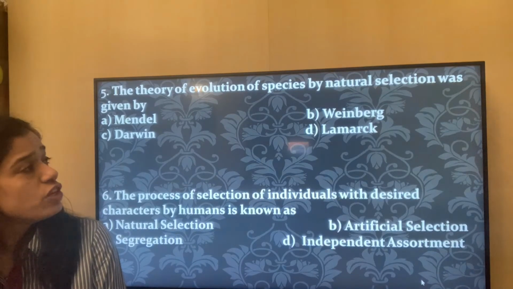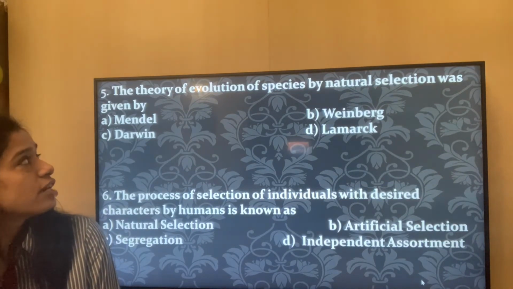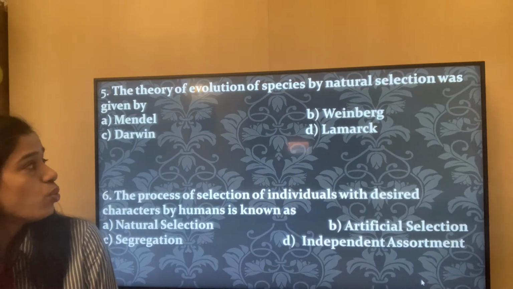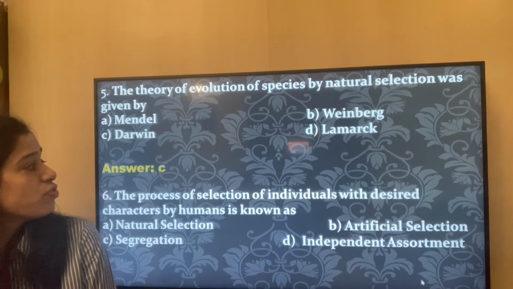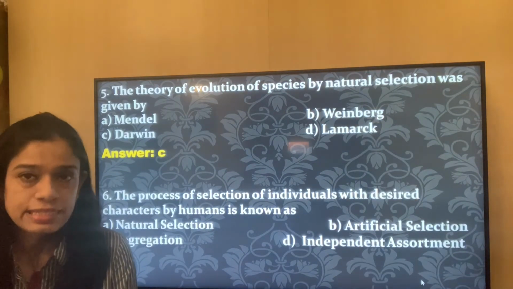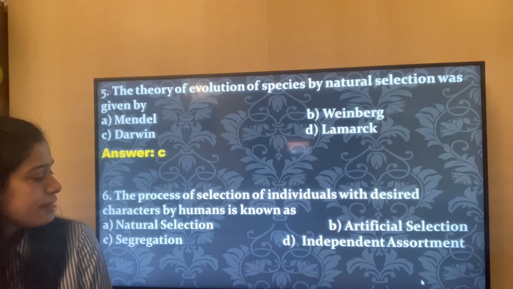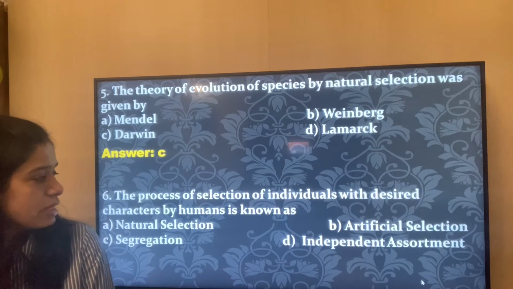The theory of evolution of species by natural selection was given by Mendel? No. Weinberg? No. Darwin or Lamarck? It was given by Darwin. Answer is C.